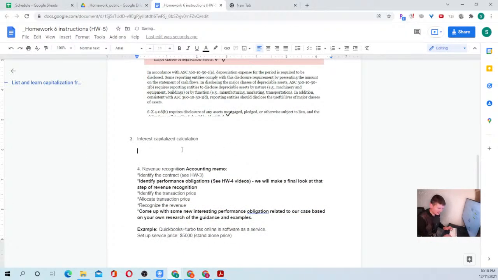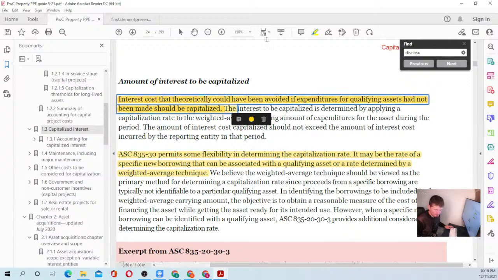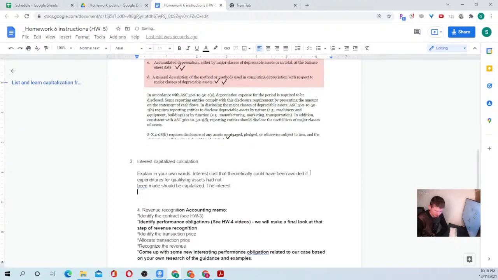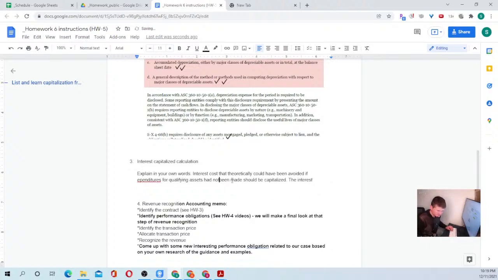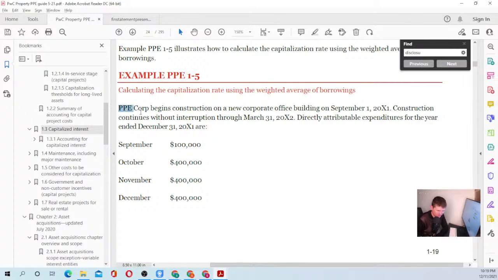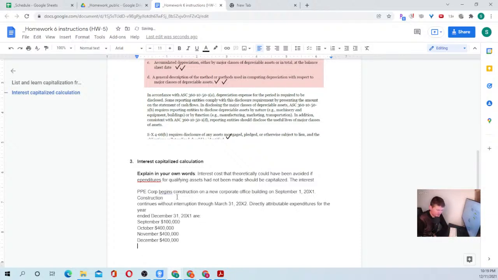We have a bit of a creative task here. So explain in your own words. And we will work on that calculation.